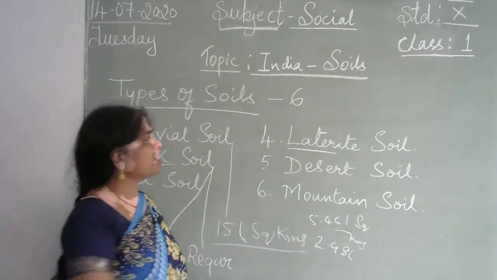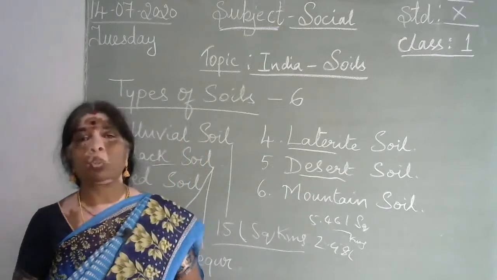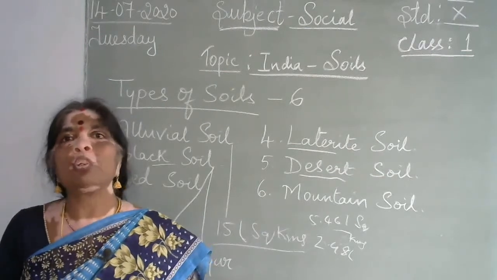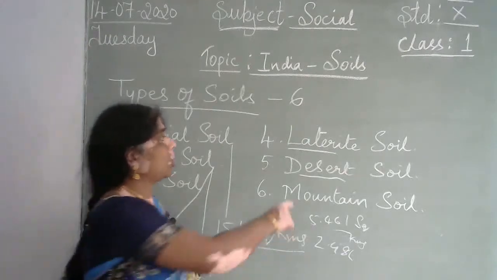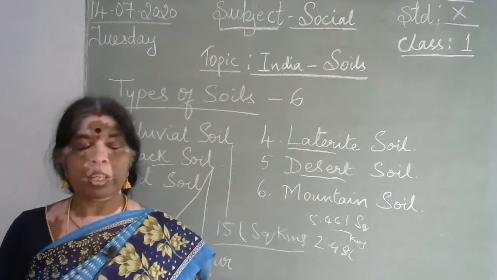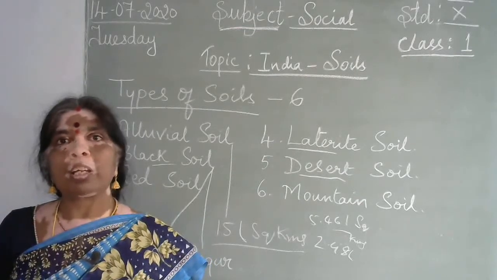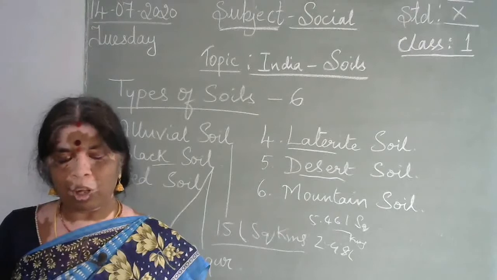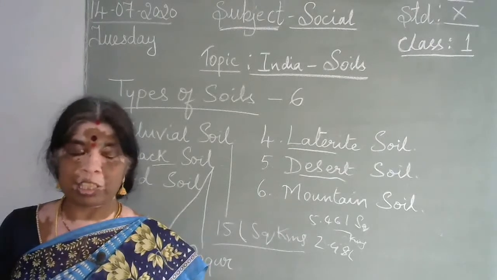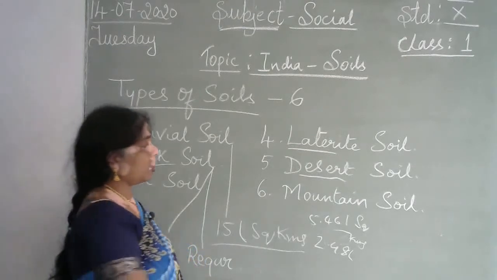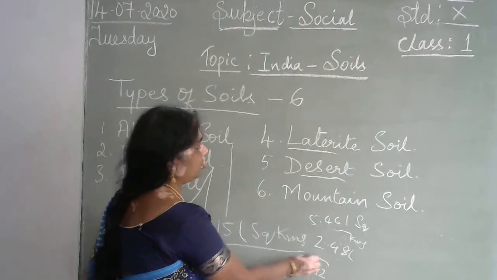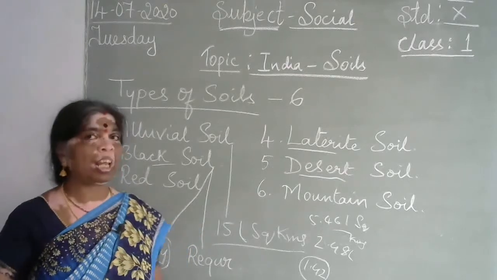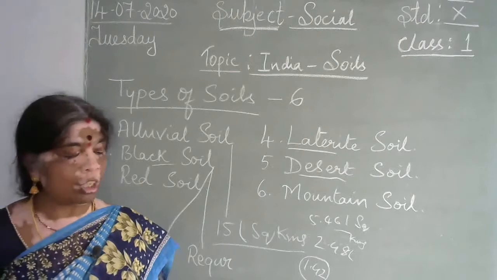Here, this desert is sand. It is not a soil, it is sand. So it is sandy and low in moisture and humus. Moisture is very less in desert soil. This desert soil is not suitable for cultivation of crops, except some crops where irrigation facilities are available. And how much is it occupied? 1.42 lakh square kilometers. So desert soil is very less. Now let us go for mountain soil.